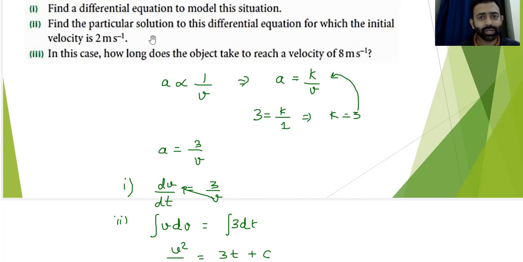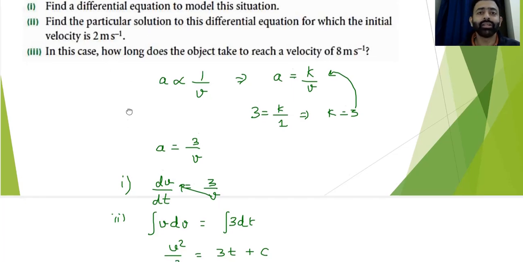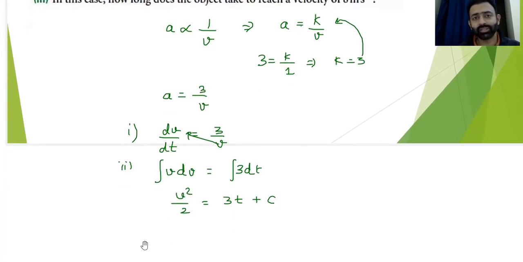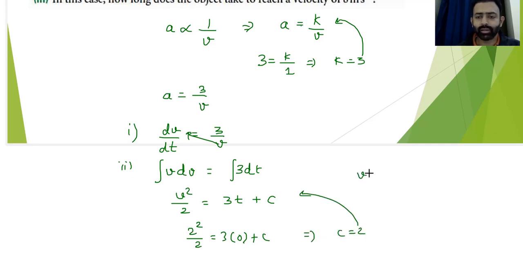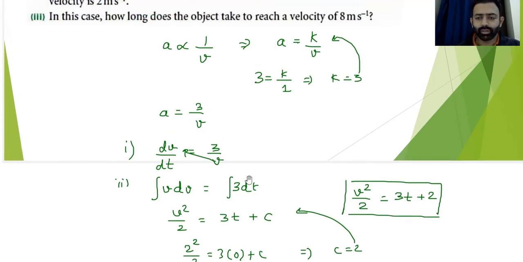So at t equal to 0, it says that velocity is 2. Initially means the time where you have started measuring. So t is equal to 0, v is 2. So 2 square over 2 is equal to 3 into 0 plus c. Here I will get the value of c as 2. Putting this back into the equation, I will get v square over 2 is equal to 3t plus 2. This is the particular solution of this situation.